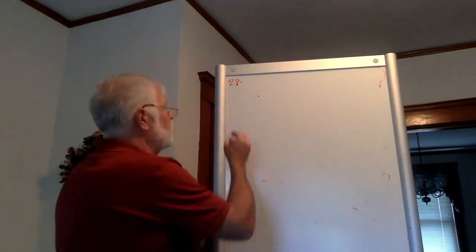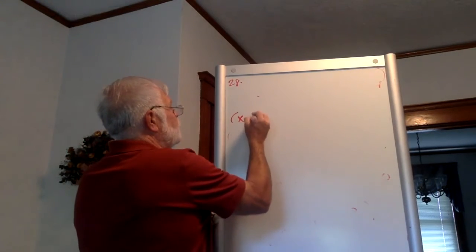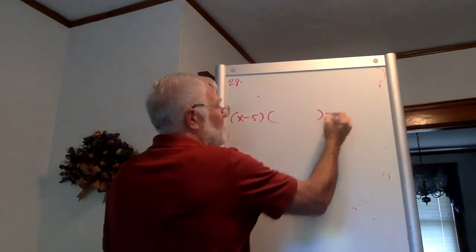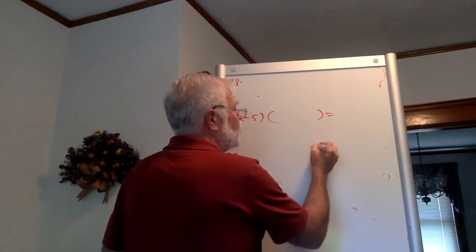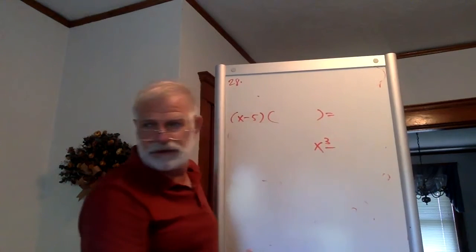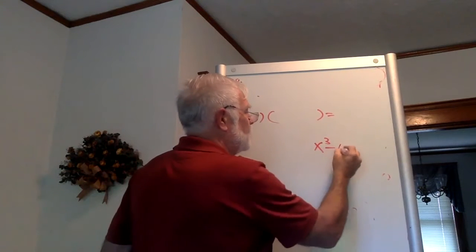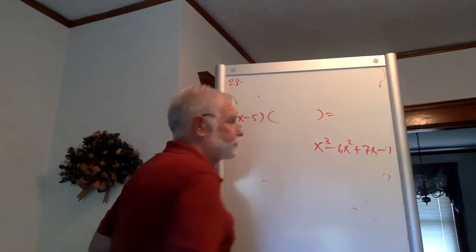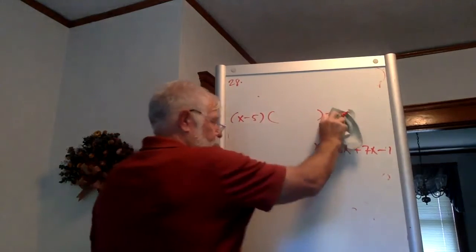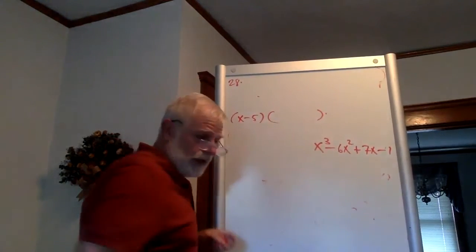So now here's another one. This is new. I think it's very, very useful. It will help you solve. I'm going to put x cubed minus 6x squared plus 7x minus 1 down here. Okay. We're trying to get a product that equals that.